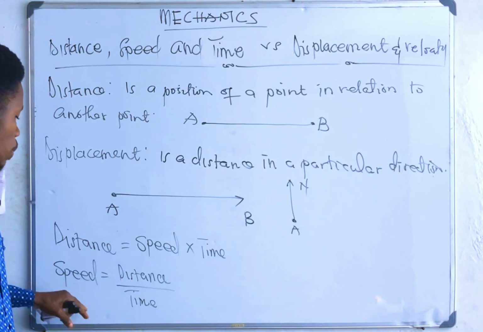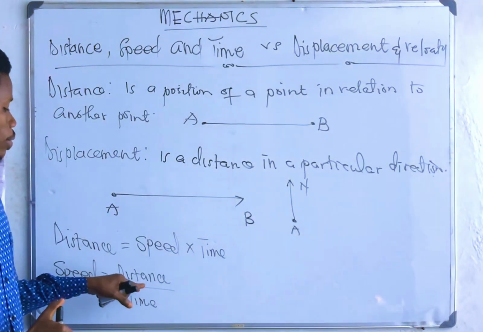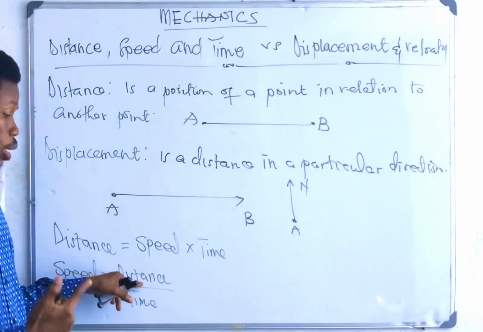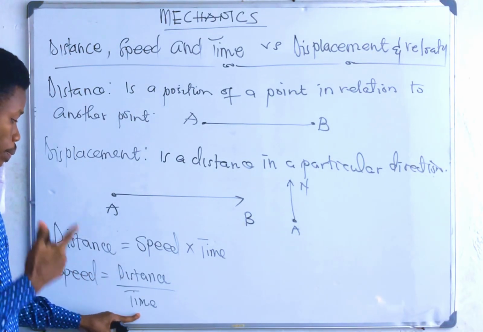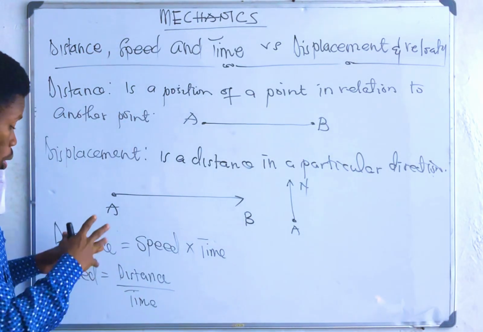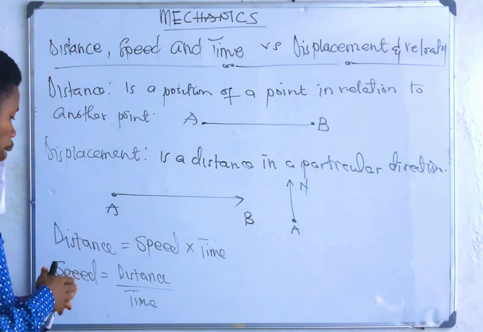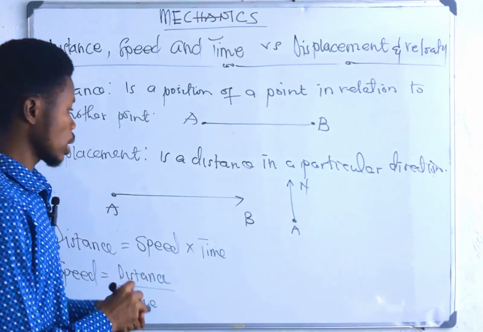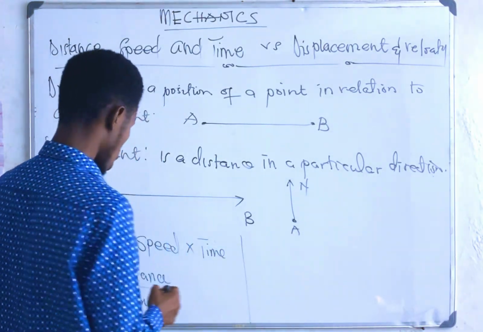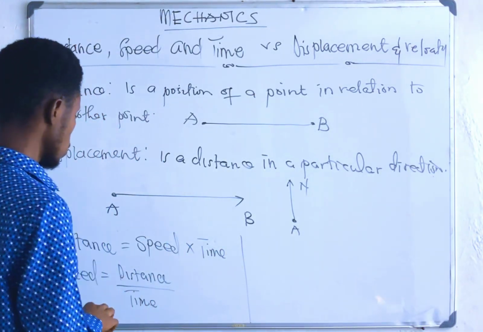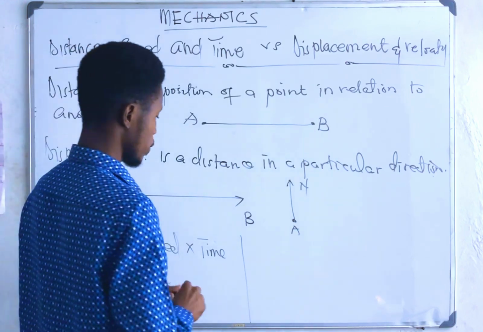In fact, speed is a scalar quantity. Distance is a scalar quantity because there is no direction. Time. So everything here is what? A scalar quantity. Speed and distance, they are all scalar quantities. Then let's also look at displacement.